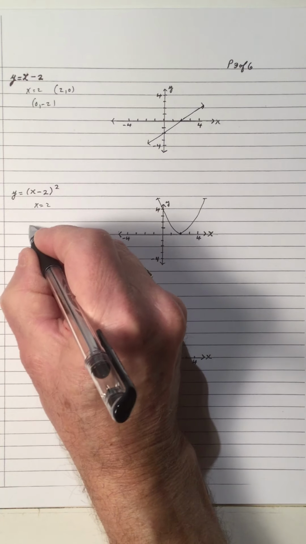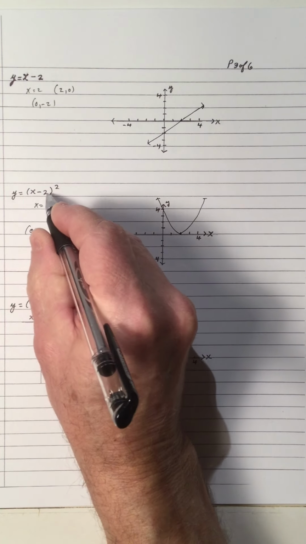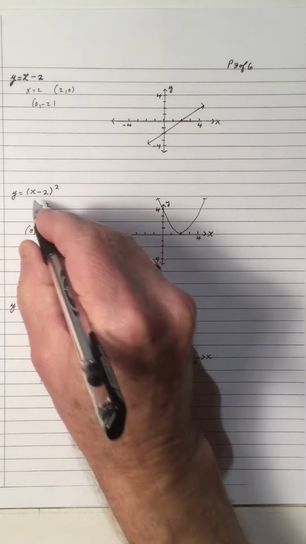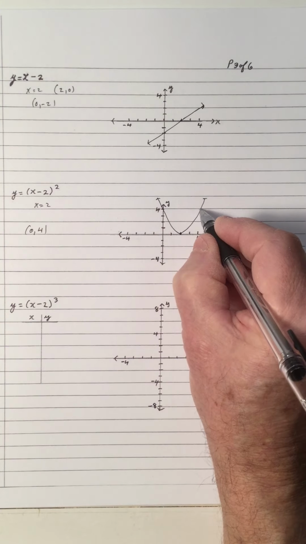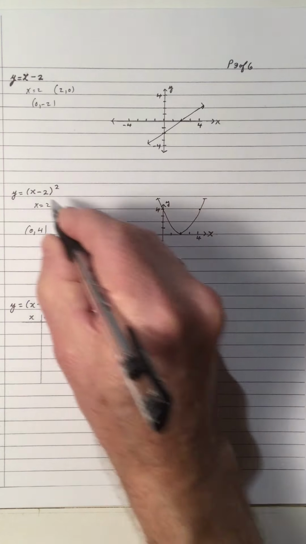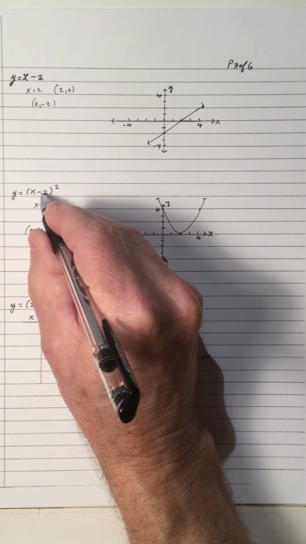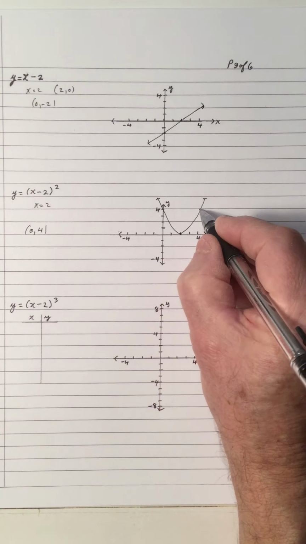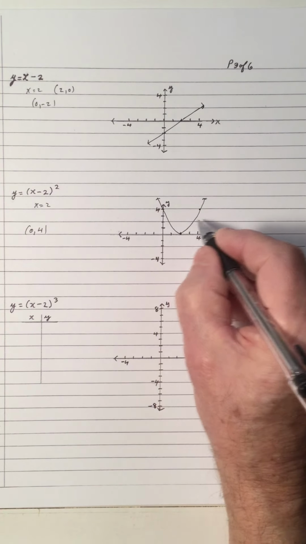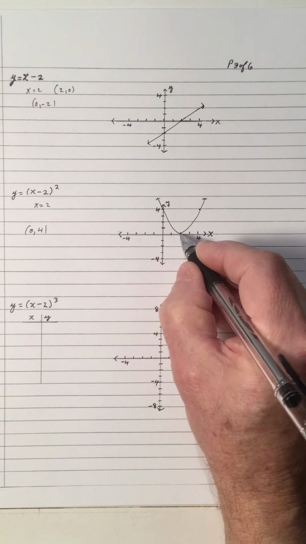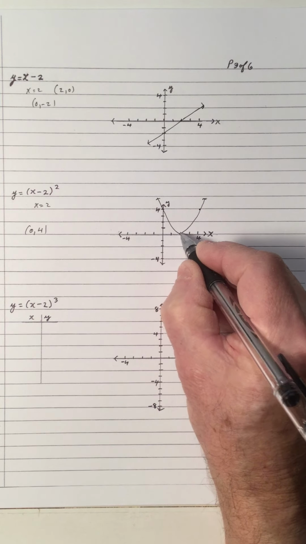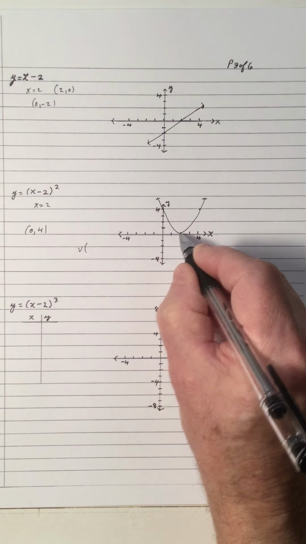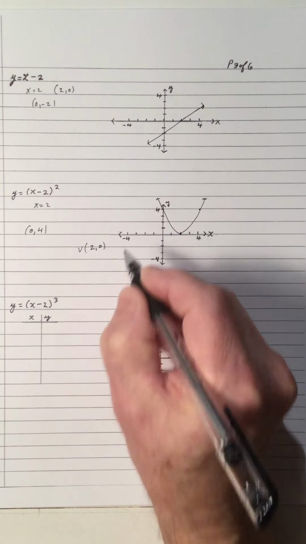So when you let x equal 0, y becomes 4, which is here. And when x is 4, right here, put a 4 in. 4 minus 2 is 2. 2 squared is 4. So you can see that this is the parabola shifted 2 to the right. But it's tangent at x equals 2. Notice the vertex is x is 2, y is 0.